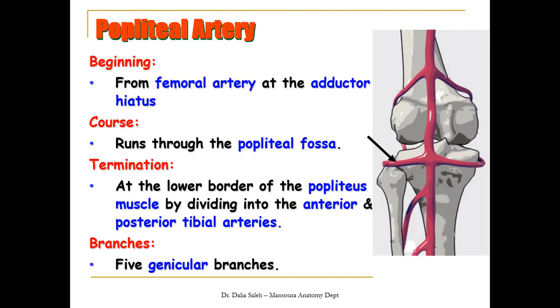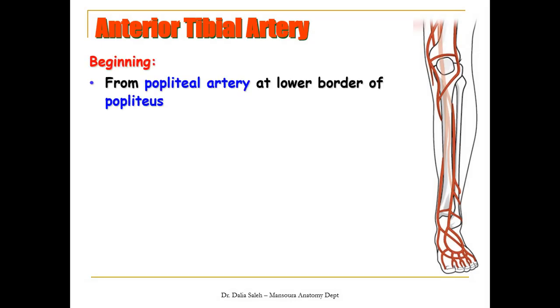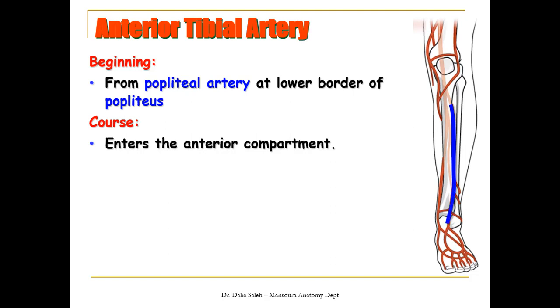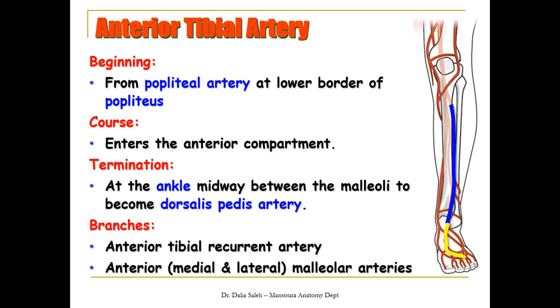The anterior tibial artery begins as one of the two terminal divisions of the popliteal artery at the lower border of popliteus muscle. It enters the anterior compartment through a hiatus or a foramen in the interosseous membrane and descends in the anterior compartment between the extensor muscles. It terminates by passing in front of the ankle joint between the two malleoli to become the dorsalis pedis artery. It gives muscular branches and also recurrent tibial branches and medial and lateral anterior malleolar branches.